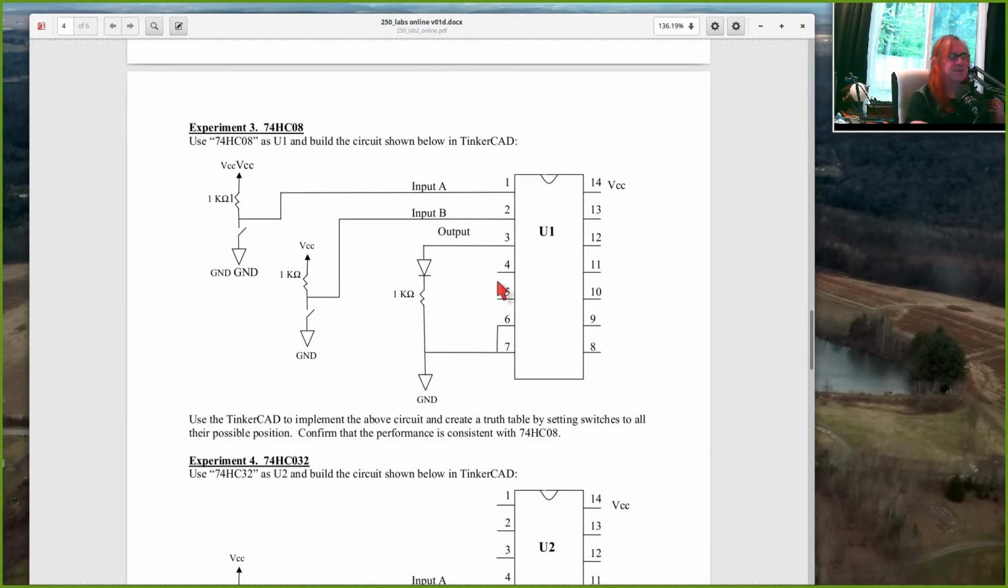All right, experiments 3 through 5, you were given circuits for these. Build the circuit and observe the output based on the combination of input A and input B.